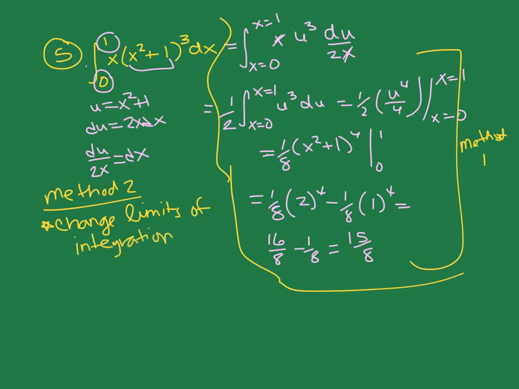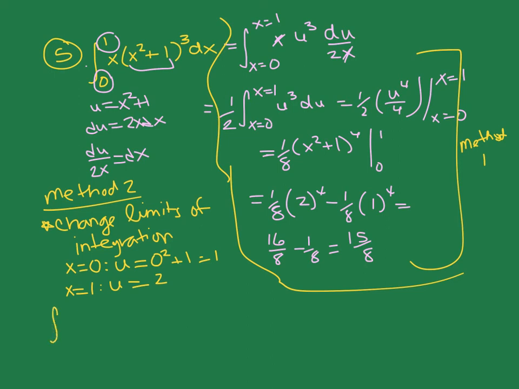So you probably noticed that for all of method 1, I was writing out x equals 0, x equals 1. Now, you don't need to keep them as x's. In fact, you might find it easier to figure out what your limits of integration are in terms of u. So my lower limit was x equals 0. You can figure out that that is equivalent to u equals 0 squared plus 1, which is 1. My upper limit was x equals 1. That is equivalent to u equals 2.